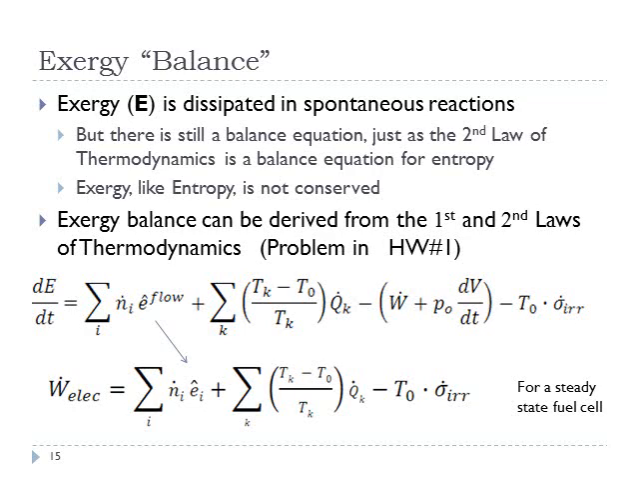T naught times sigma dot irreversible is the destruction. You can think of it as the destruction of exergy. The higher that sigma dot irreversible is for the other given terms, right, on the flow of exergy into and out of a system, the less work you're able to get out of the system.